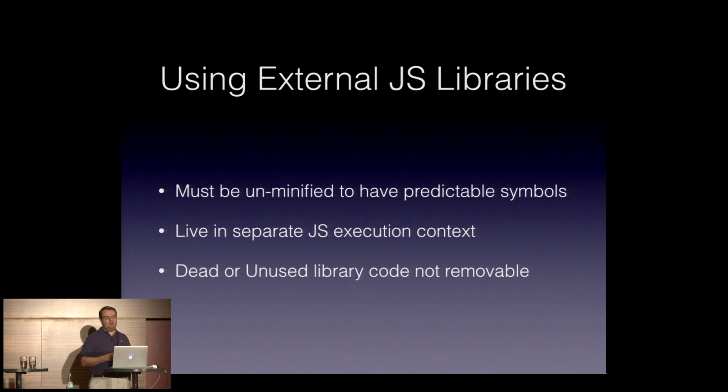The other thing is they live in a separate JS execution context. So your GWT app's going to live in like an iframe somewhere on the page, and the third-party libraries are going to live in like a script tag in the main page. And so because of that, dead or unused library code is not removable. So if you drop in AngularJS or jQuery or some other library, and you only use one method in that library, you're paying the cost of all the other stuff in that library which cannot be removed. So the question is, can we do better?